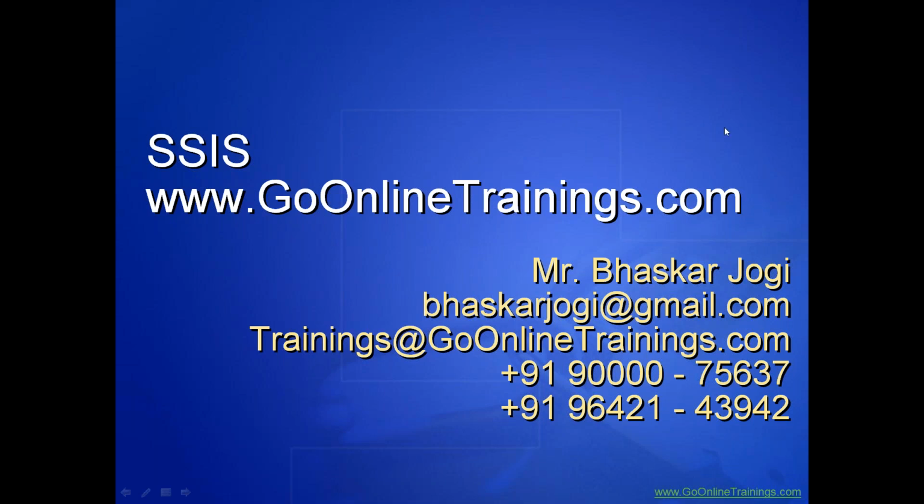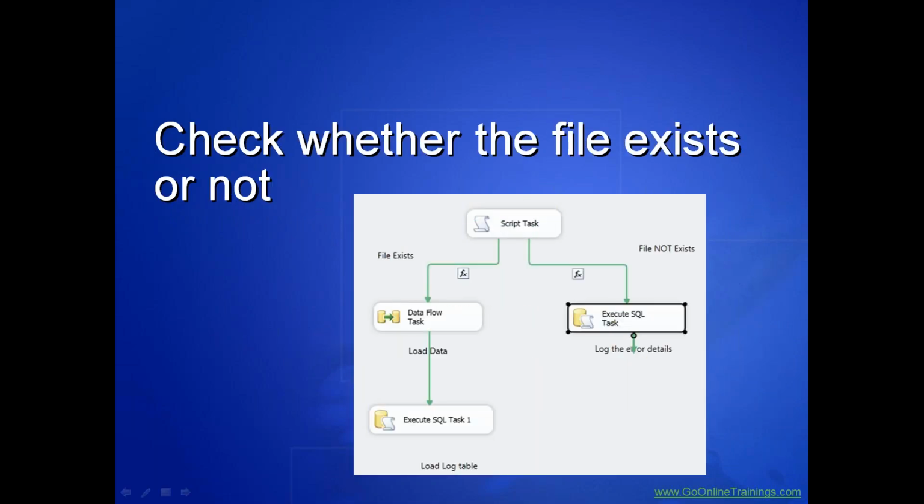So, the other day we discussed how to create a variable, what a variable is, and where exactly we can use variables. And today, let us understand how to check whether the file exists in the given folder or not. If the file exists, you take the data flow task and get the data from the file, dump it into a database or maybe into the data warehouse. And you have to log the details in the logging table.